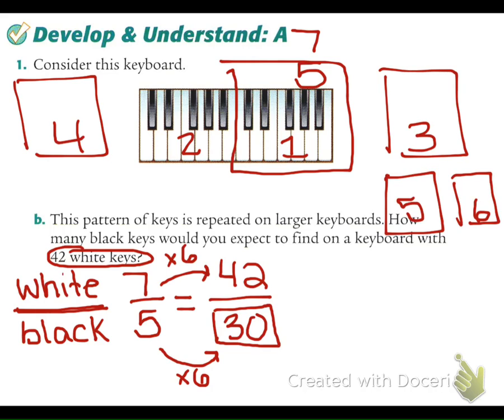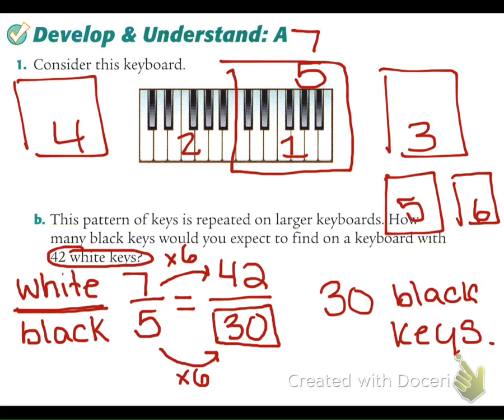I want to answer this question with a label. How many black keys would you find on a keyboard with 42 white keys? You would find 30 black keys. Take a moment to record your notes for this example.